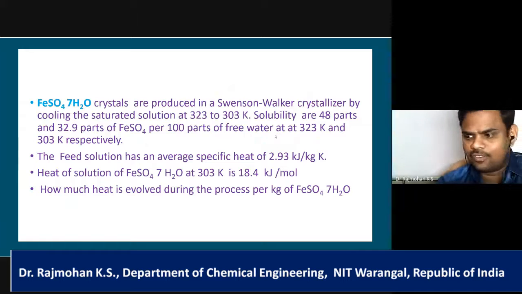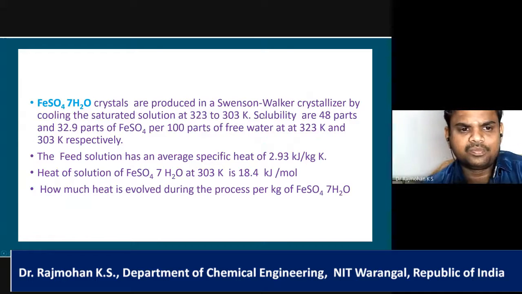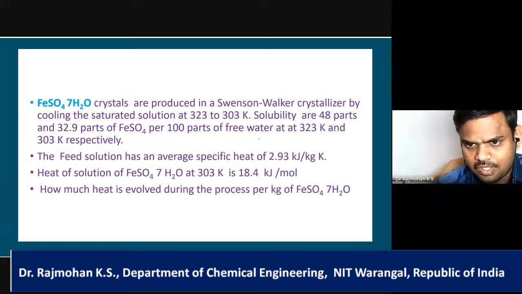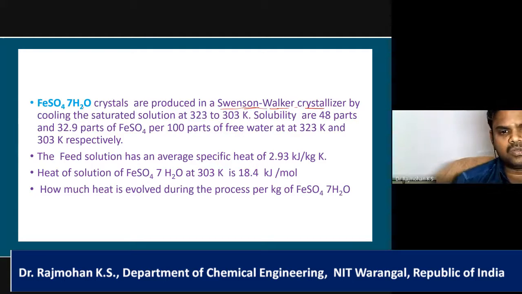Okay, so if you take down this problem, we'll solve it. FeSO4 7H2O crystals are produced in a Swenson-Walker crystallizer. That's why I showed you the photograph of this. You can see that the Swenson-Walker crystallizer is widely available industrially. So FeSO4 7H2O crystals are produced in a Swenson-Walker crystallizer by cooling the saturated solution from 323 Kelvin to 303 Kelvin. That is, the feed enters at 323 and is cooled to 303 Kelvin.